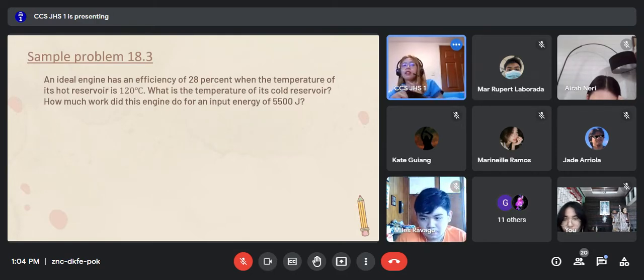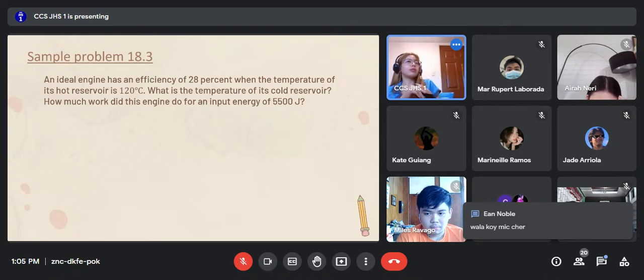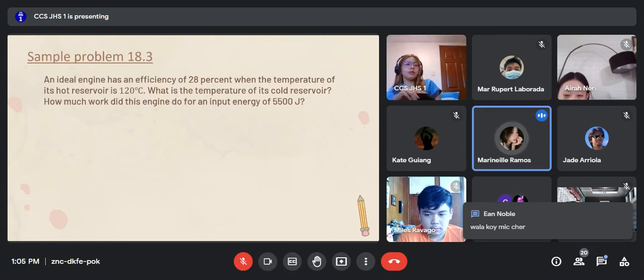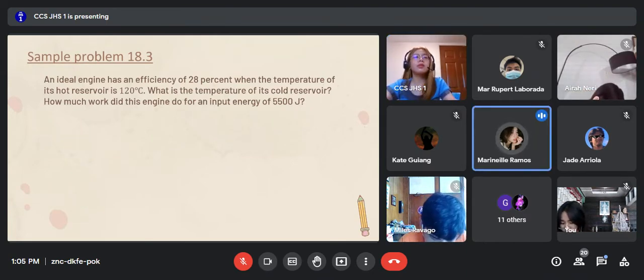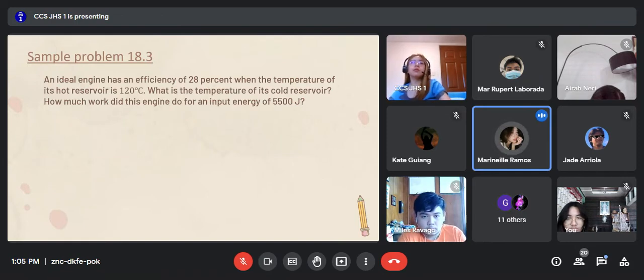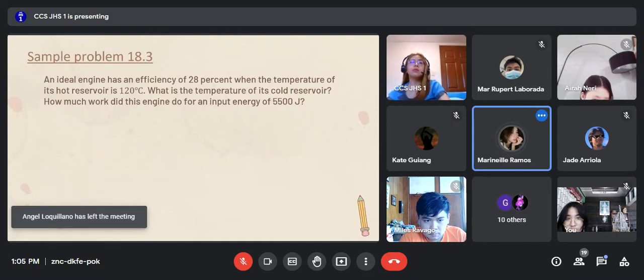Can you read the first problem? Okay, Marinel. An ideal engine has an efficiency of 28% when the temperature of its hot reservoir is 120 degrees Celsius. What is the temperature of its cold reservoir? How much work did this engine do for an input energy of 5,500 joules?